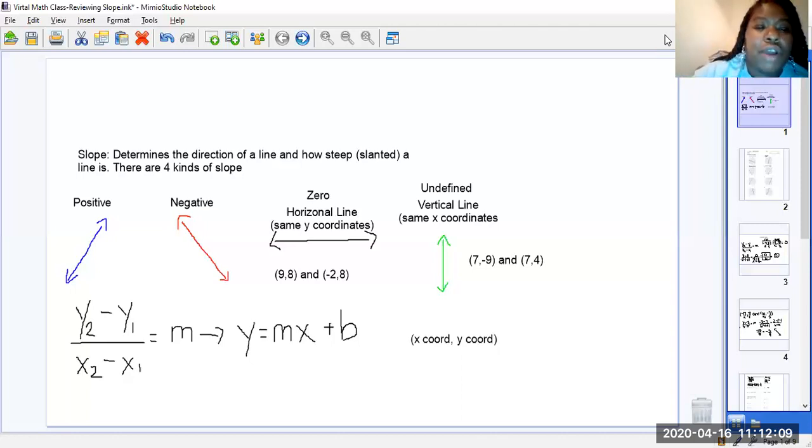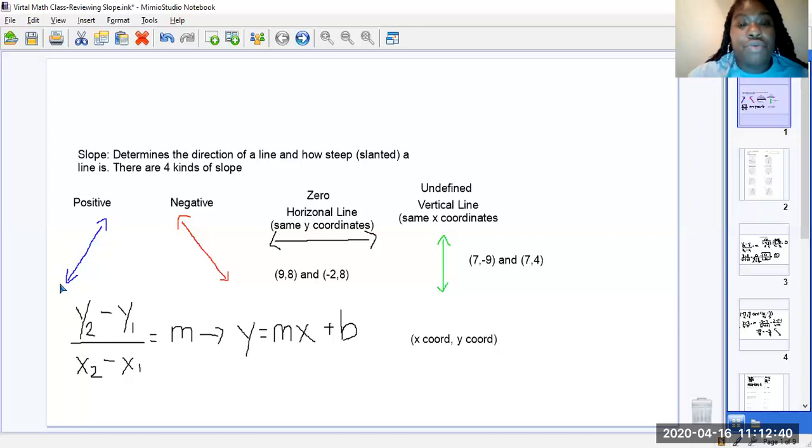All right, so yesterday we talked about slope and we defined slope as a way to determine the direction of a line and how slanted or how steep the line is. As you can see here on the screen share, we have 4 types of slope. We have a positive slope and a negative slope.